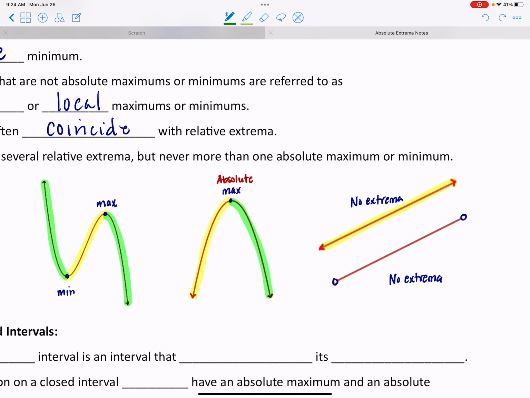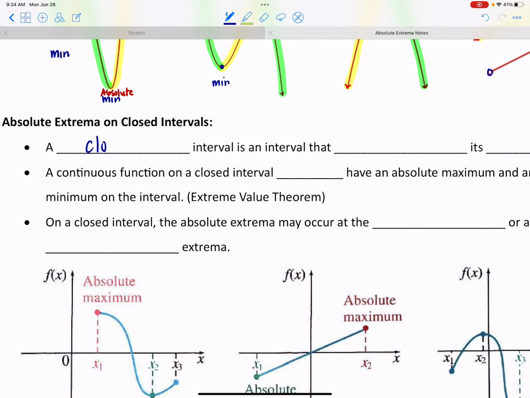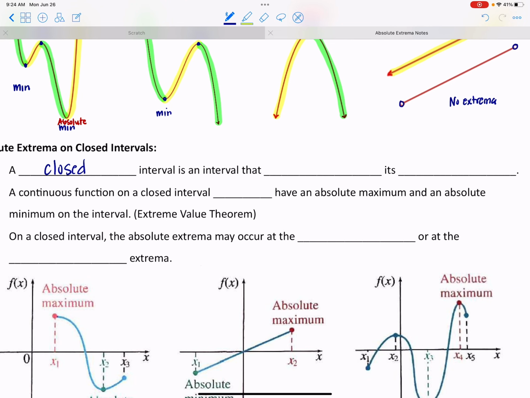Okay, so now if we're dealing with a closed interval, it's a little different. A closed interval means we're looking at an interval where the endpoints are included. So a closed interval is an interval that includes its endpoints. So if we're including the endpoints, that means we are starting at a specific location and stopping at a specific location. That means we must have, if it's continuous, okay, I forgot that little disclaimer, if we have a continuous function that is on a closed interval, we must have an absolute maximum and an absolute minimum on that interval. That's something that we refer to as the extreme value theorem.